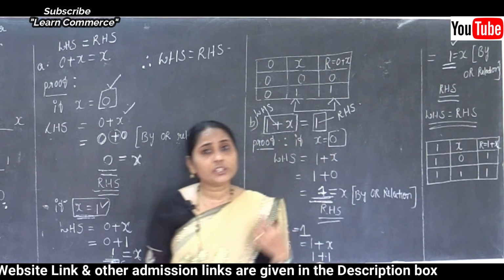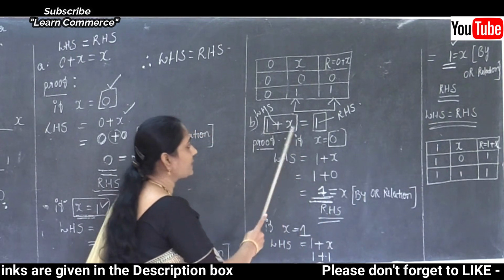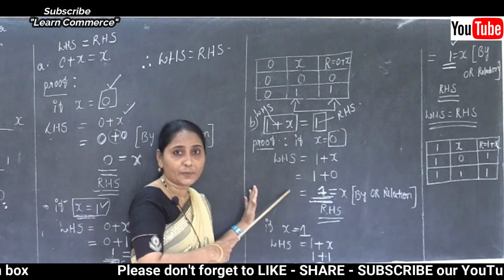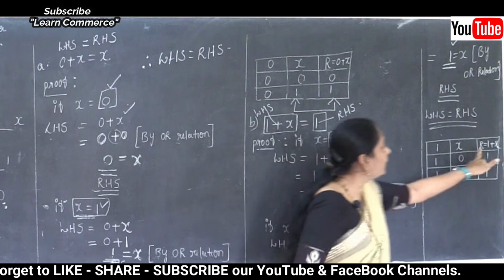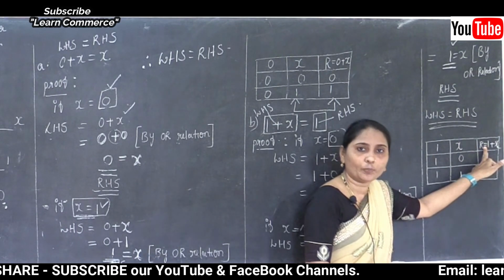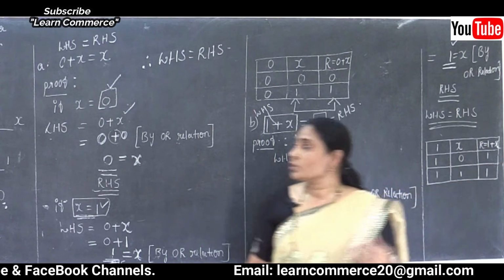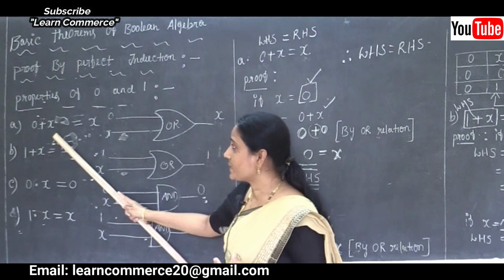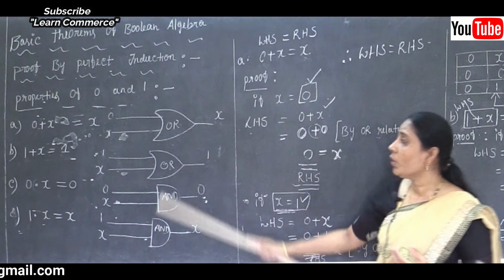So this is called the truth table of 1 plus x is equal to 1. The truth table for the above expression is given in the table, and here the R signifies the output, that is called the result. So clear this point here. We can say that we already proved 0 plus x is equal to x, as well as 1 plus x is equal to 1.